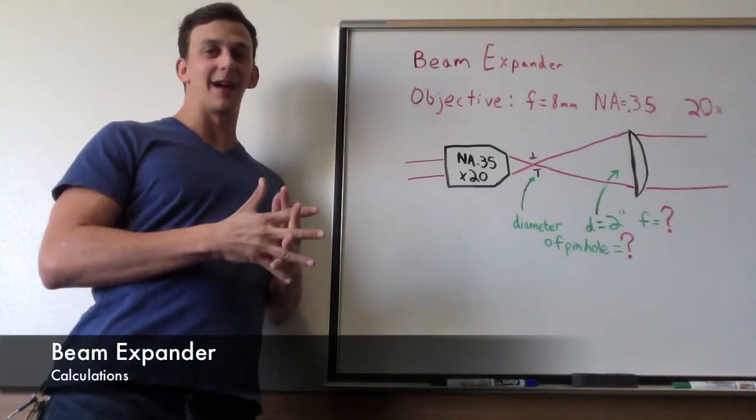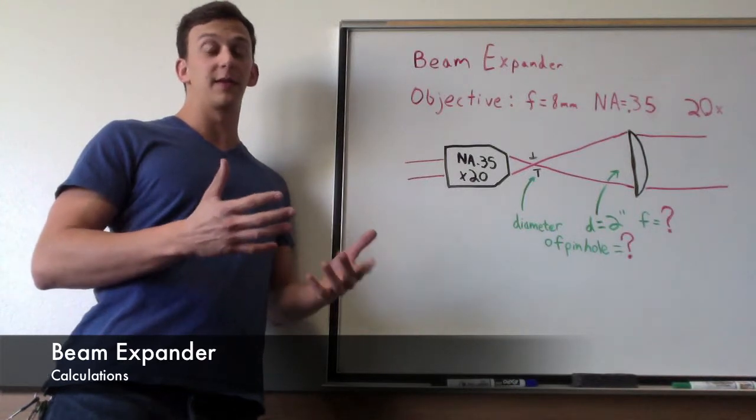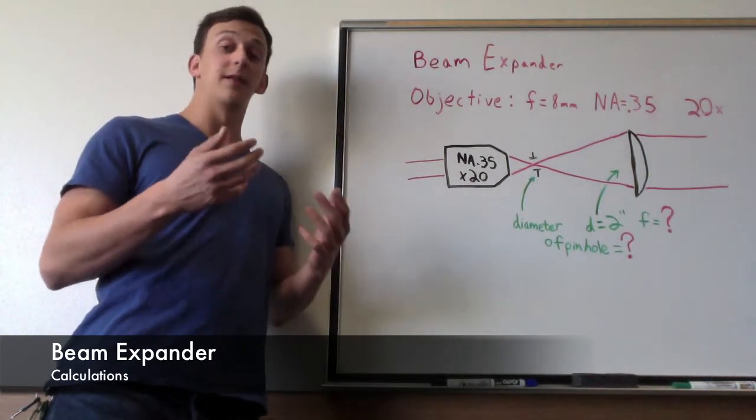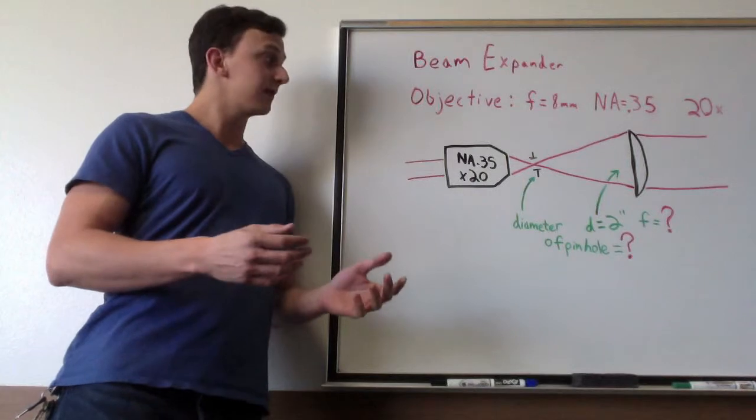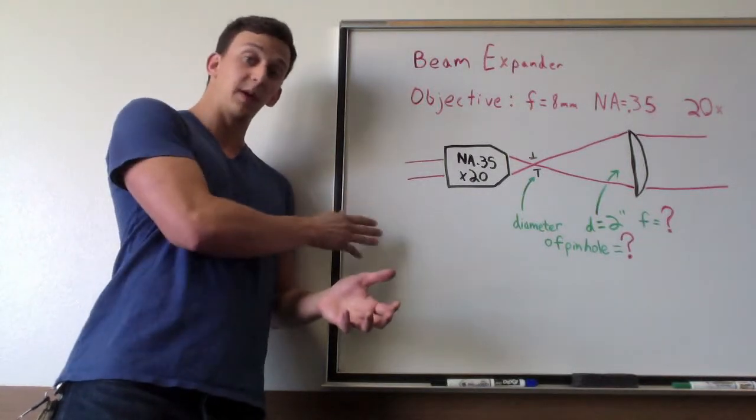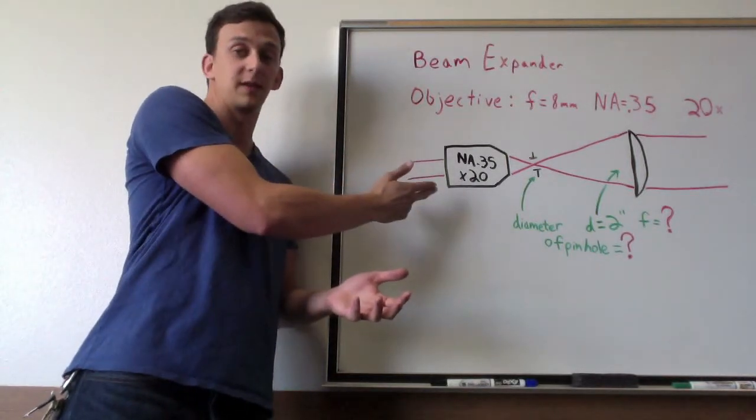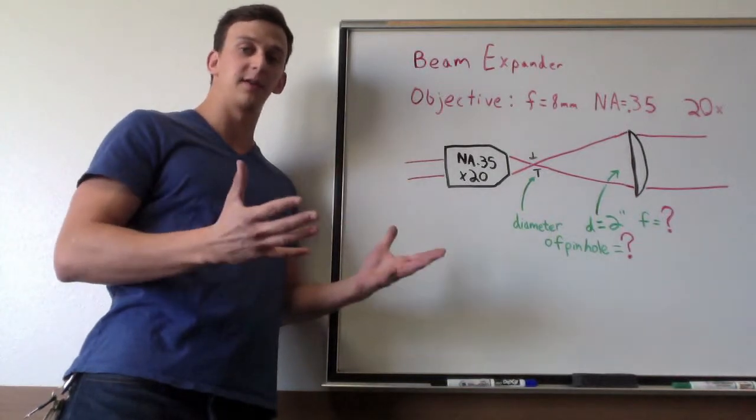So before we start the lab, we wanted to calculate a few things. First of all, the diameter of our pinhole and the focal length of our collimation lens. And these were based off of a couple things. First of all, our input beam waist and the focal length of the objective lens. Numerical aperture also matters too.